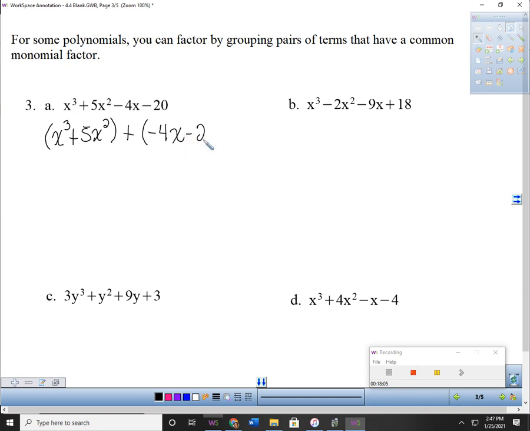And what you're going to do is you're going to take out a common factor in both of them. So if I look at this parenthesis, I notice that my greatest common factor is x squared. So I'm going to take out an x squared. All right?